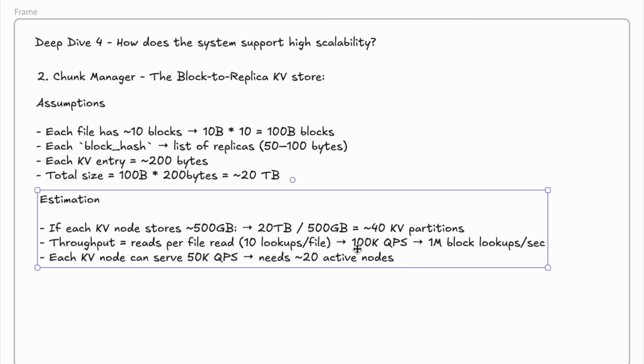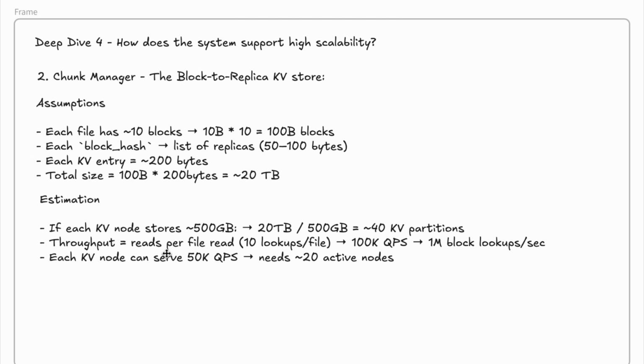But that's just storage. What about throughput? Each file read triggers approximately 10 block lookups, 100,000 file reads per second, 1 million KV lookups per second. If a single KV node can handle 50,000 QPS, we need at least 20 active KV nodes to support this.